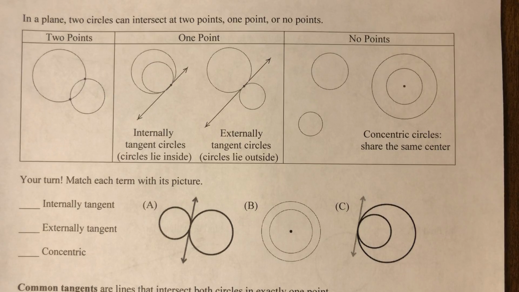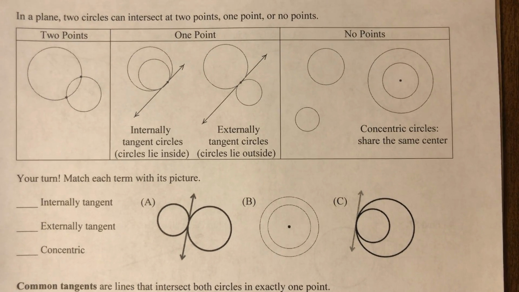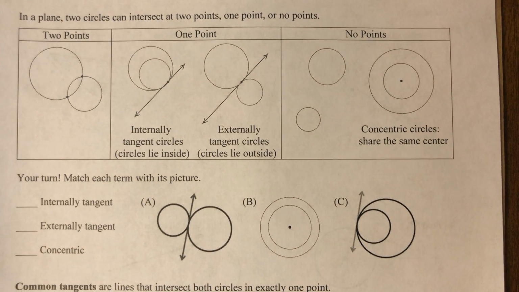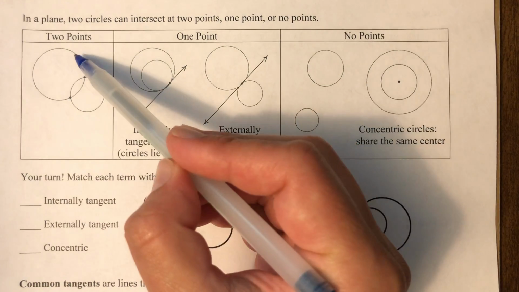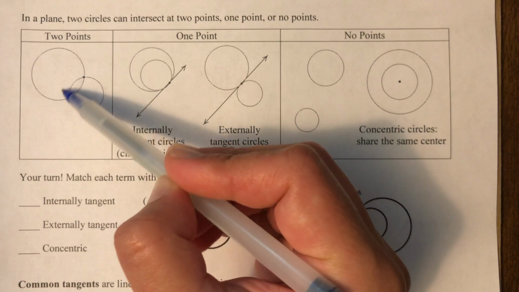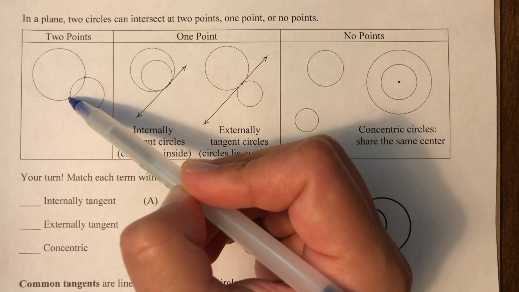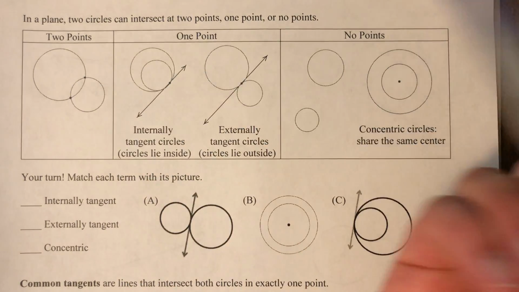All right, the next page is kind of like a lot of vocabulary. So in a plane, 2 circles can intersect at 2 points, 1 point, or no points. So you can take a look at the first one. If I have 2 circles here, this guy intersected twice. That's one thing they could do.